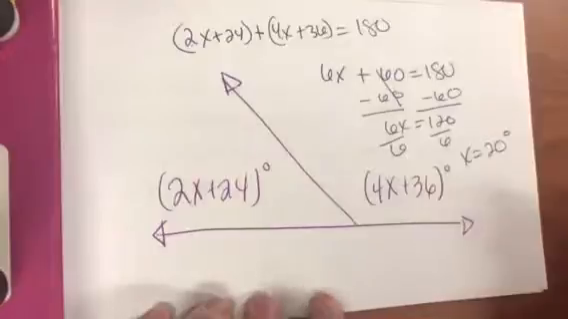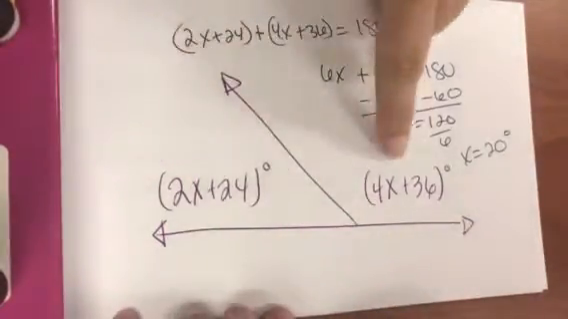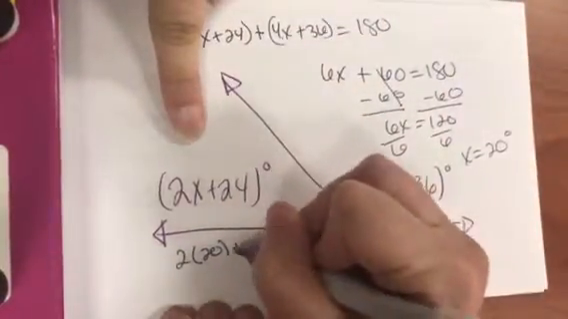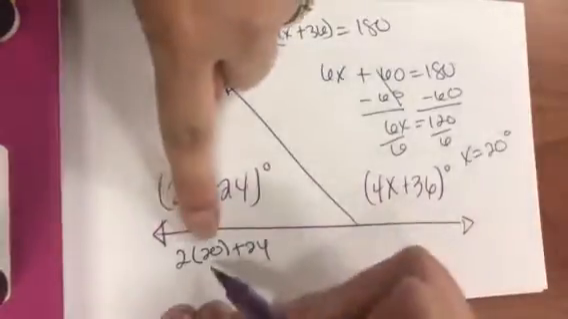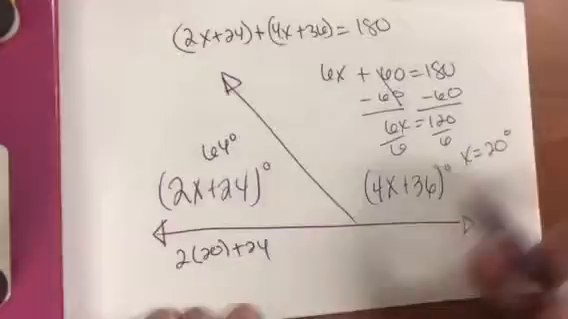20 degrees. We're not done though. Right. We have to solve for the angles, because I want to know what this angle is and what this angle is. So if x equals 20, I can go 2 times 20 plus 24. So 2 times 20 is 40, plus 24 is 64 degrees. And then we do the exact same thing over there.